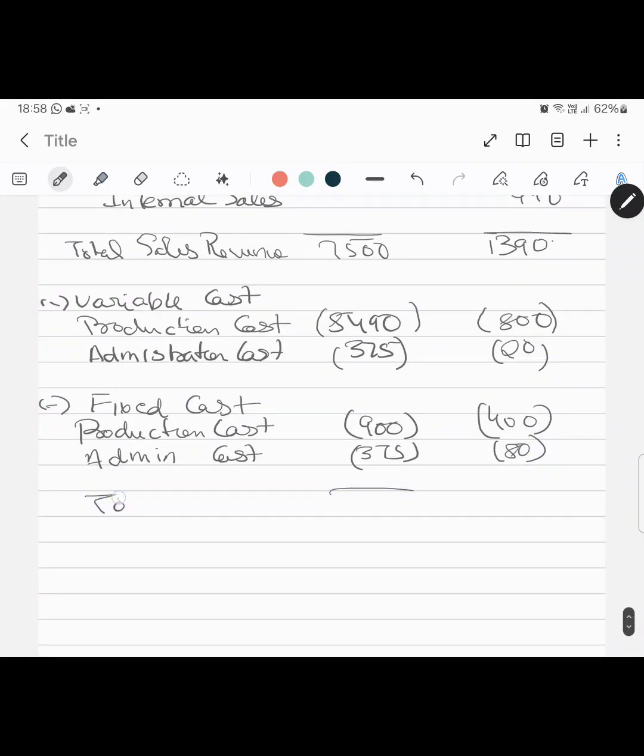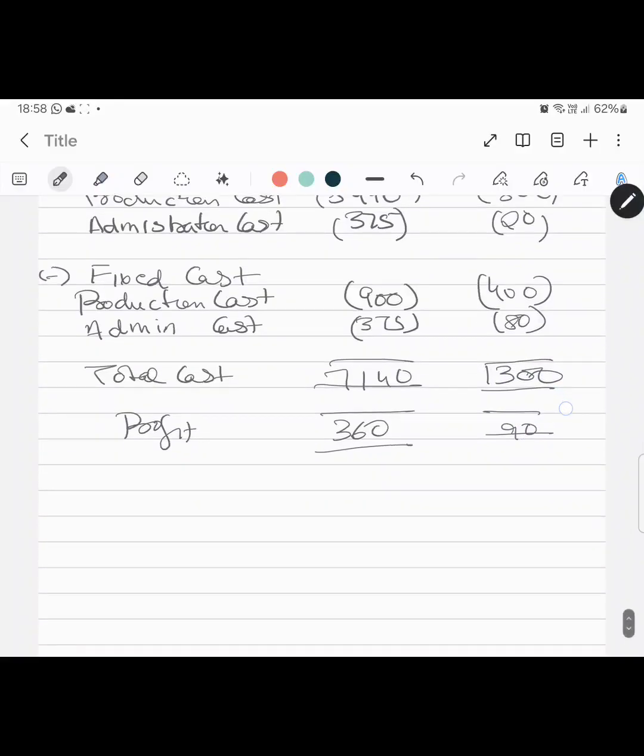Now my total cost is 5,490 plus 375 plus 900 plus 375, that is 6,360, and the total cost for FD is 800 plus 20 plus 400 plus 80, which is 1,300. It is giving me a profit of 90.